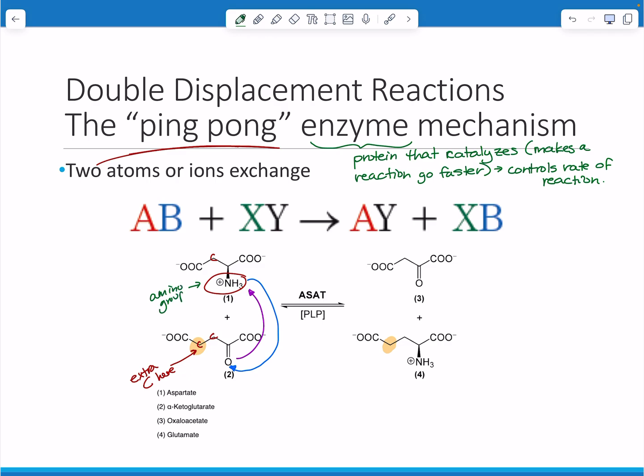In this case, the reaction that it's controlling is the transfer of what is called an amino group. It's transferring the amino group from a molecule called aspartate, which is this molecule right here, to a molecule called alpha-ketoglutarate, which is the molecule labeled number 2 there. These are two molecules that look very similar. They differ by 1 carbon. The enzyme in this case is called aspartate aminotransferase.